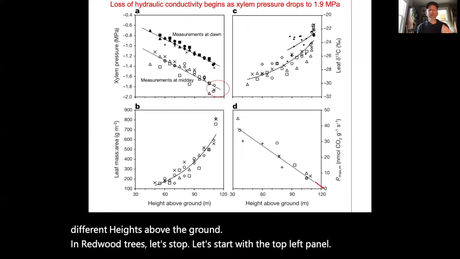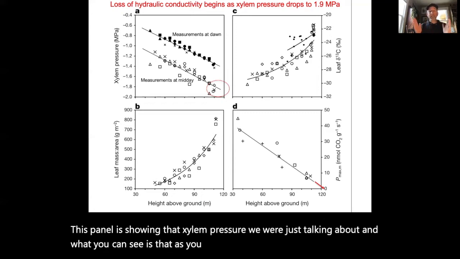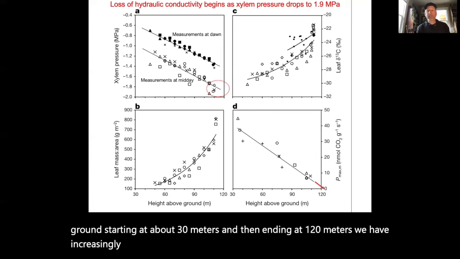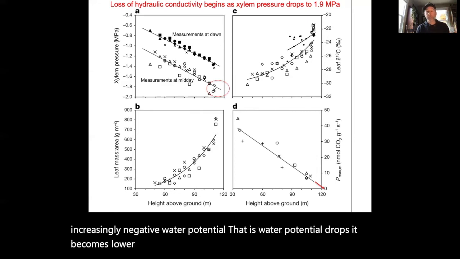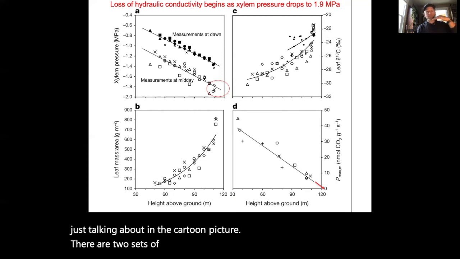This panel is showing that xylem pressure we were just talking about. And what you can see is that as you move into increasing heights above the ground, starting at about 30 meters and then ending at 120 meters, we have increasingly negative water potential. That is, water potential drops. It becomes lower and lower, more and more negative, just like what we were just talking about in the cartoon picture. There are two sets of measurements here, measurements at midday and measurements at dawn.